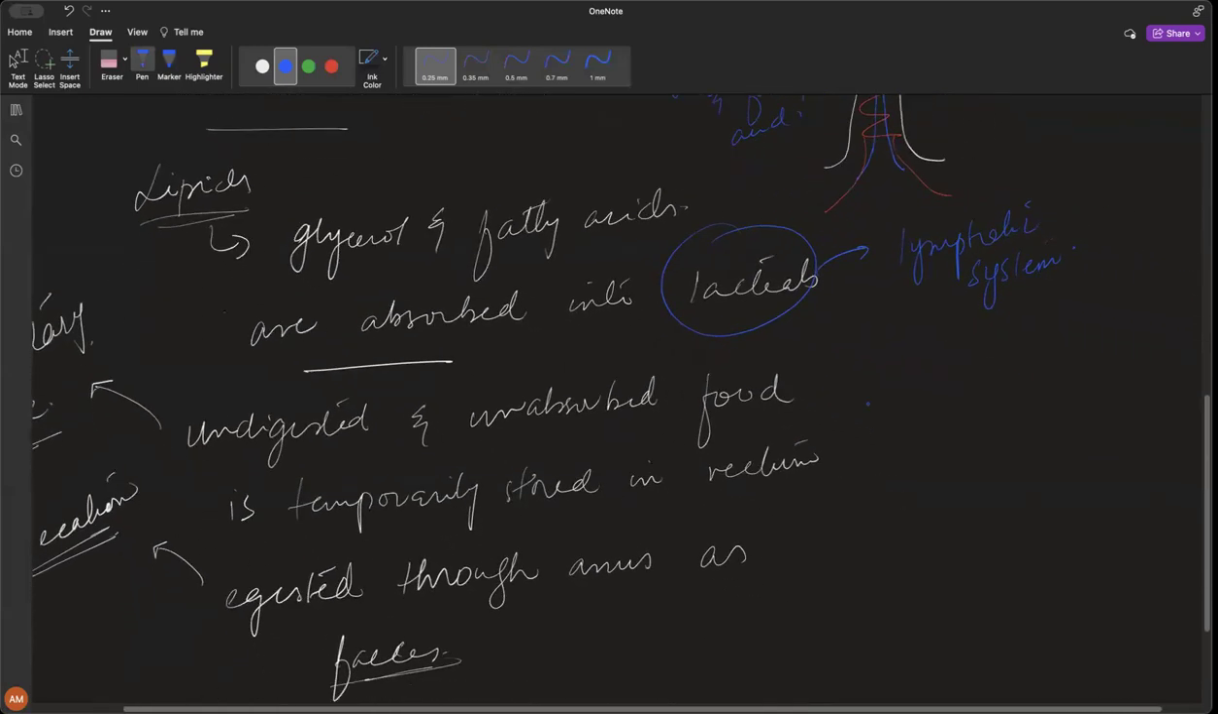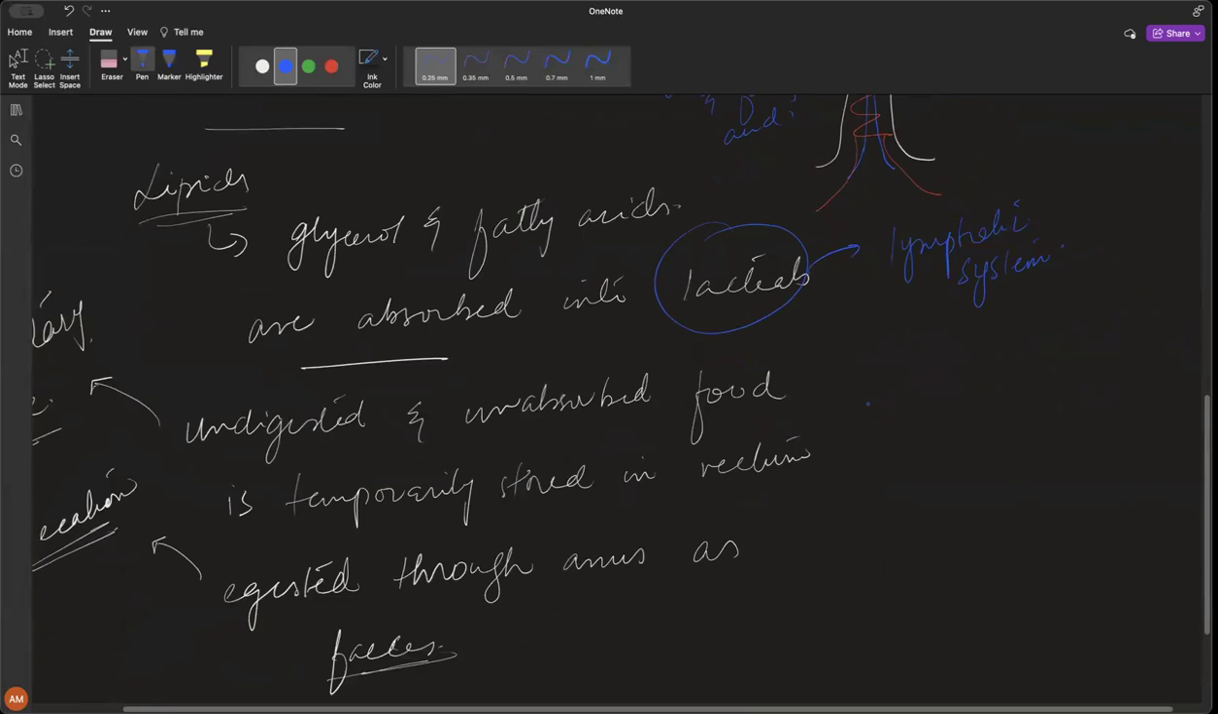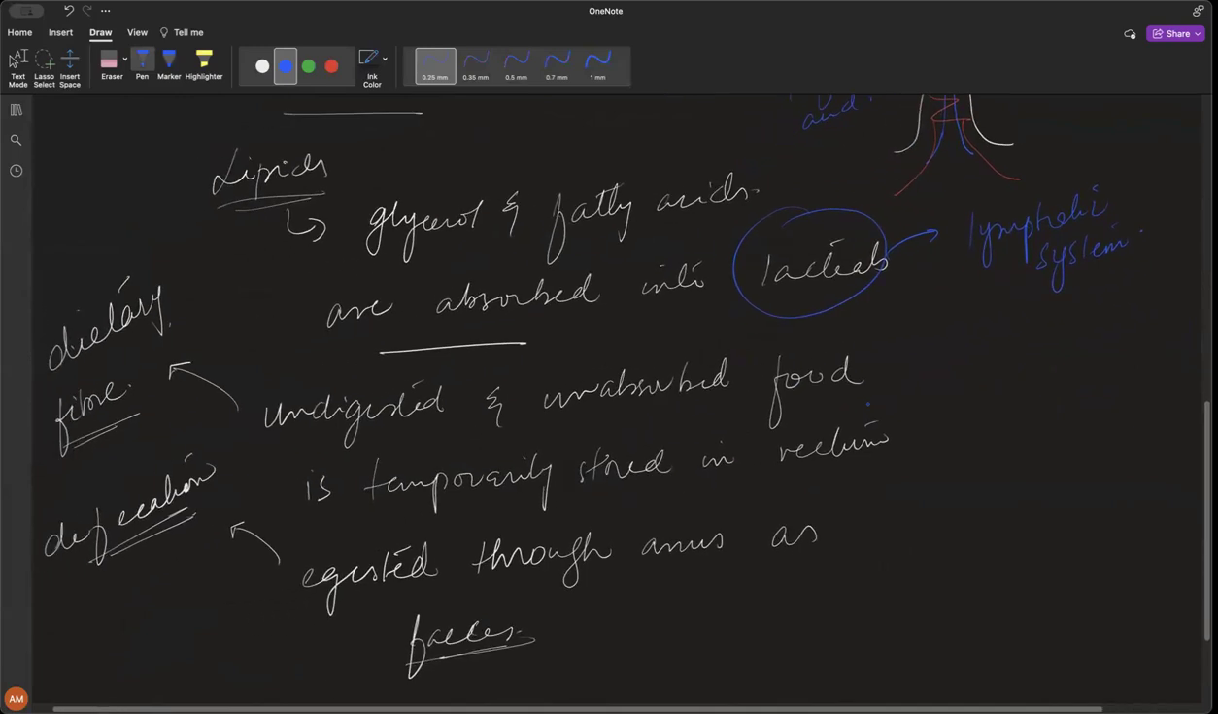So, what happens to the undigested food? Undigested and unabsorbed food is temporarily stored in the rectum, and when it becomes full, it is egested through the anus as feces. This process is called defecation. Generally, dietary fiber is what we do not have enzymes for, so most of it is removed as feces.